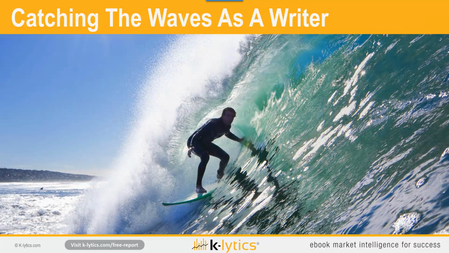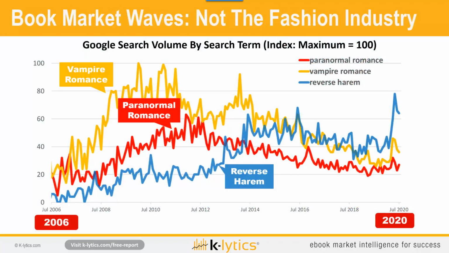Many a writer tells me, Alex, but why should I worry about catching these waves? It takes me too long to write a book, so I cannot jump onto a certain trend. The good news about book market waves is that we're not in the fashion industry. Look at this timeline graph from the year 2006 all the way to 2020. The yellow line is the search interest on Google for vampire romance, followed by the next wave, paranormal romance. And as you can see, that's been a build-up over a whole number of years.